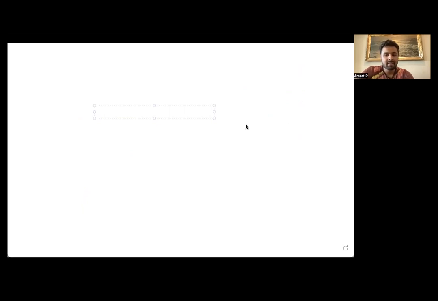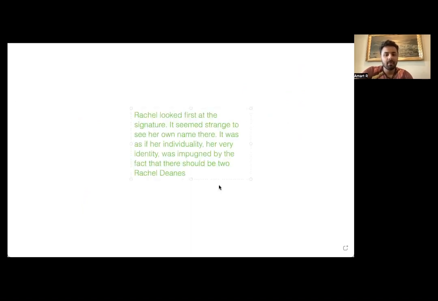So an example sentence would be, Rachel looked at the first of the signature. It seemed strange to see her own name there. It was as if her individuality, her very identity, was impugned by the fact that there should be 2 Rachel Deans. Here, the word of emphasis is impugned.